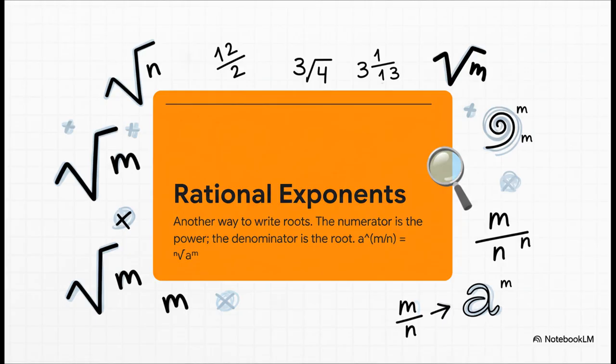Okay, this next idea, this is a really powerful piece of mathematical shorthand. Instead of drawing radical symbols all the time, we can use fractional exponents to say the exact same thing. Just remember the rule. The bottom of the fraction is the root, the top is the power. It's just a different way to write the same core idea.